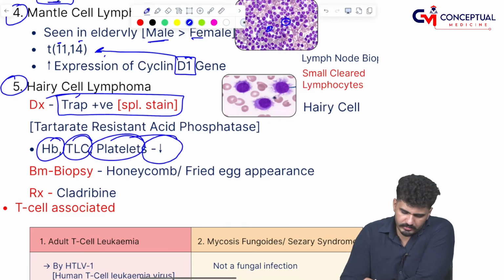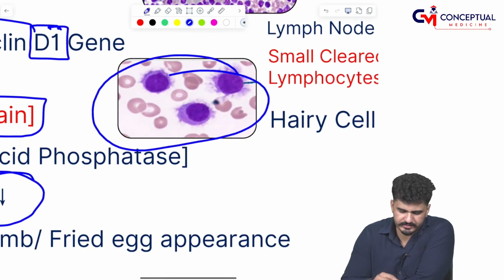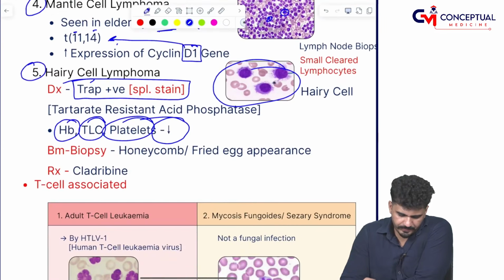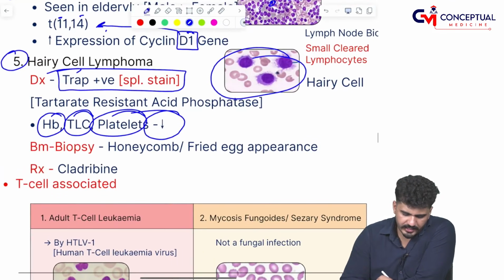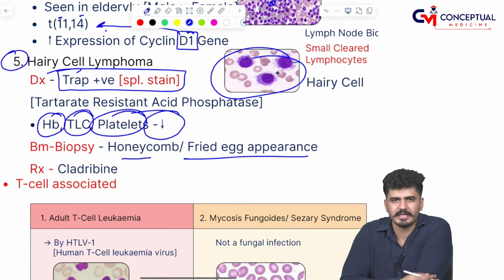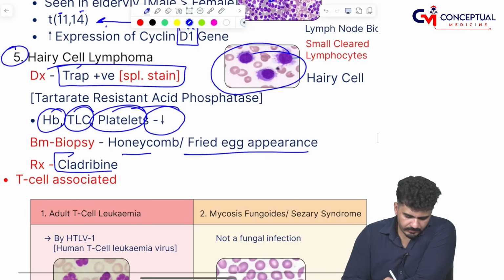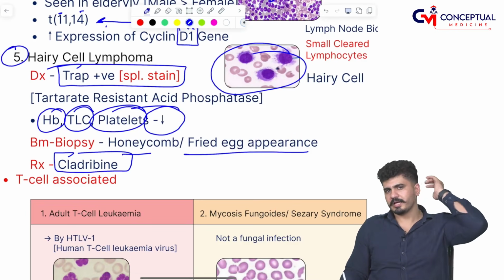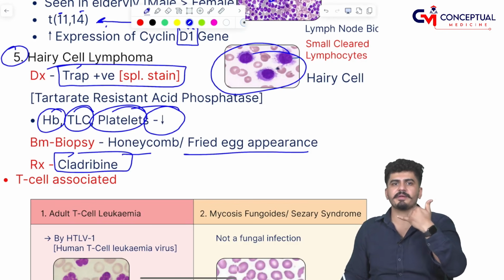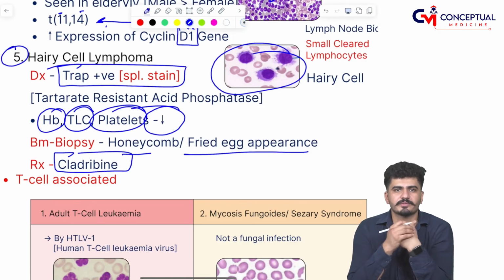And on examination you will see the hairy cells. Now on biopsy, you will see a honeycomb appearance or fried egg appearance. These hairy cells are also looking like a honeycomb type of appearance. Now the treatment is cladribine. Cladribine is going to be the treatment.